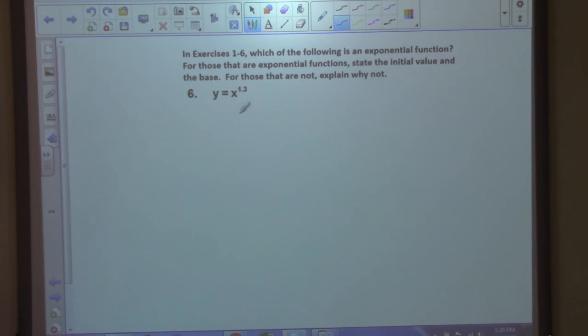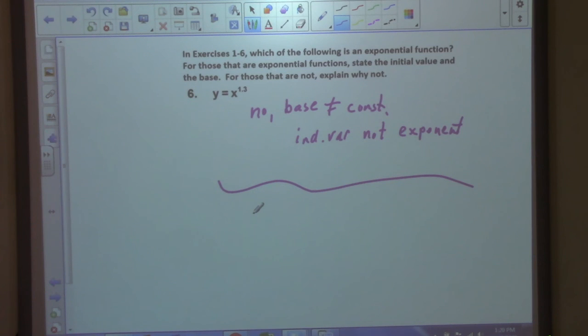Okay, Will, what's this one going to be? No. And why not? Both because the base is not a number, not a constant, and then the independent variable is not a variable. So it's not exponent, right? And this one here is part of what we didn't cover in chapter 2. This is what's called a power function. Okay, so it's possible to have that.